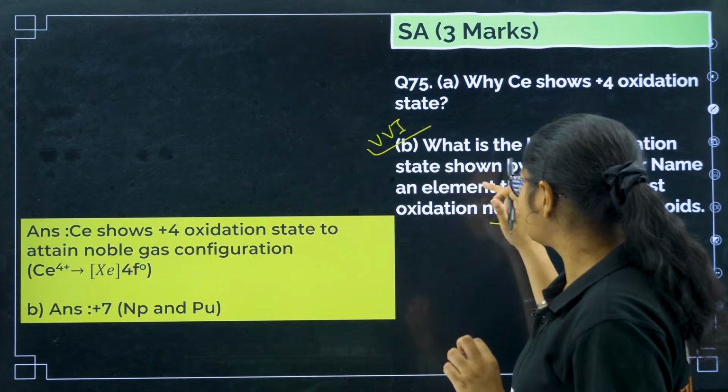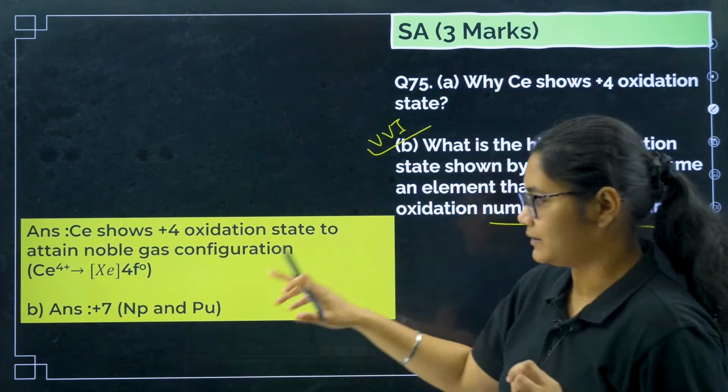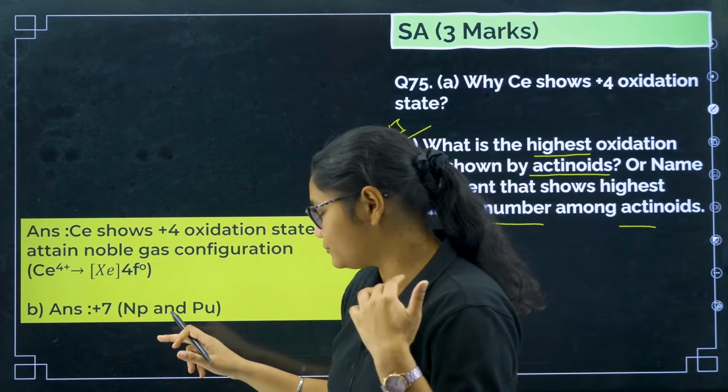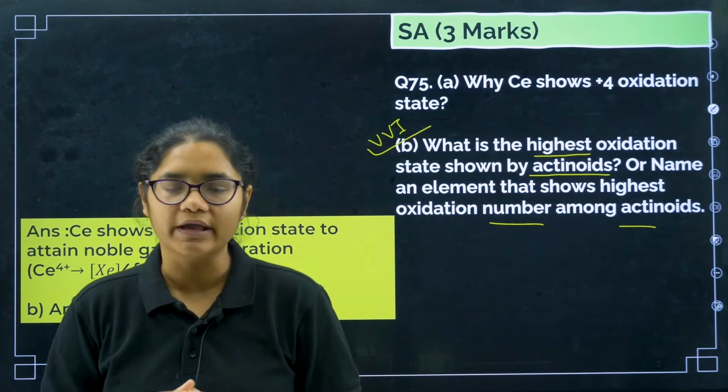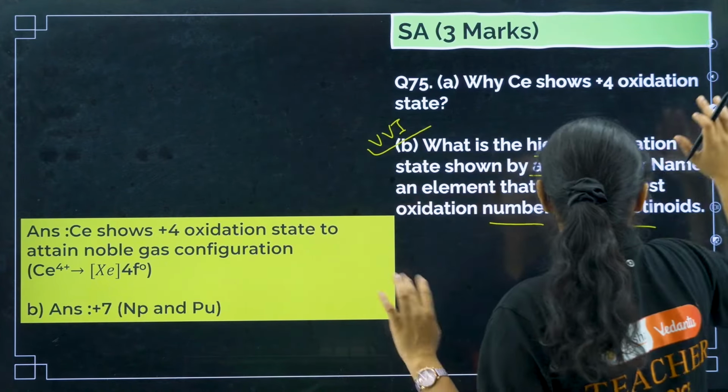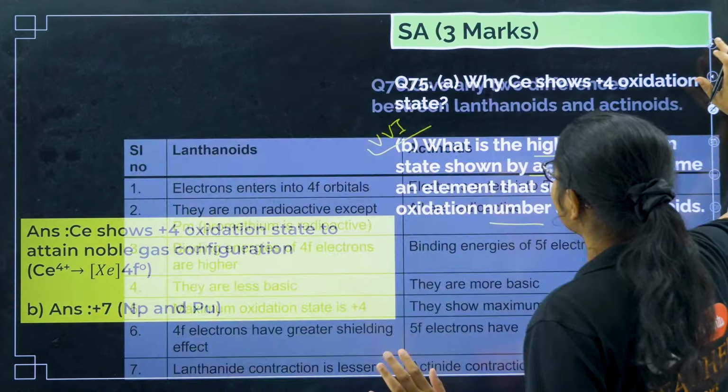And what is the highest oxidation state shown by actinoids? +7. Which elements show them? Np, that is neptunium, and Pu. Okay, so these are the two things that you should remember, Np and Pu. Even if you remember the symbols, that is also fine.